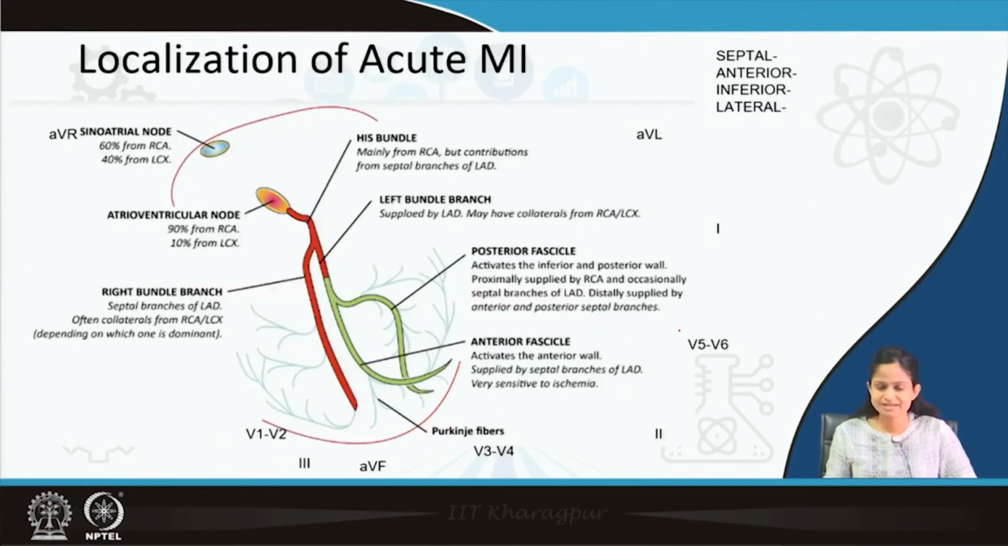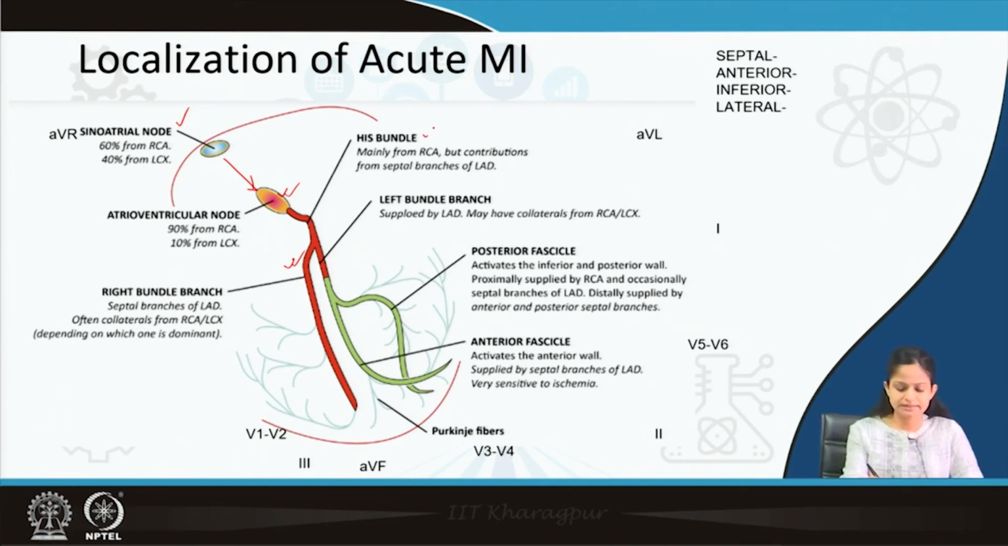Now, the localization of acute MI: how will you state where the occlusion, the culprit, is, and how to find it out. Now, this is the normal conducting pathway. Sinoatrial node is usually supplied by the right coronary artery. Similarly, the right coronary artery supplies the atrioventricular node, and the right bundle branch usually gets its supply from the left anterior descending artery, and the posterior descending artery from the collaterals of the right coronary artery, either the right coronary artery or the circumflex artery, whichever is the dominant one.